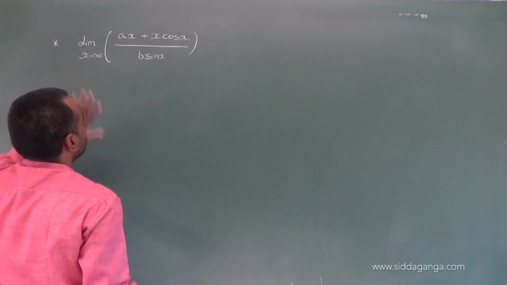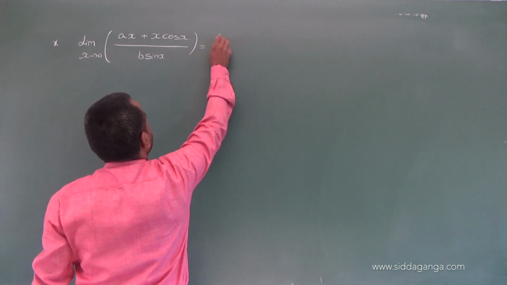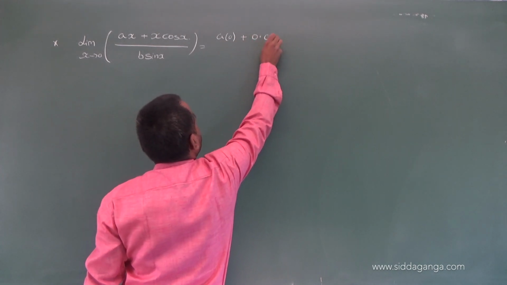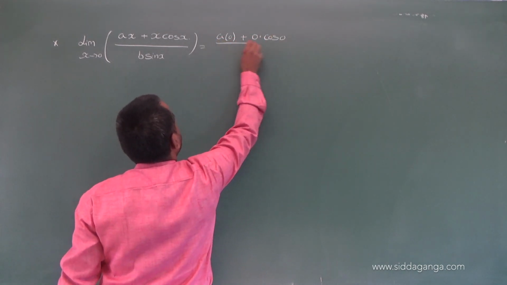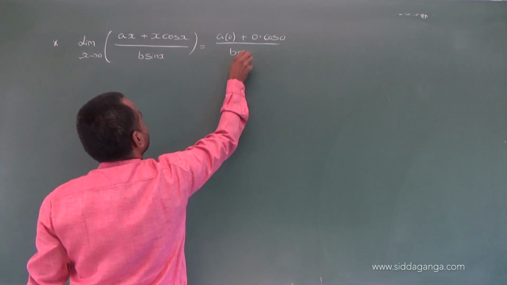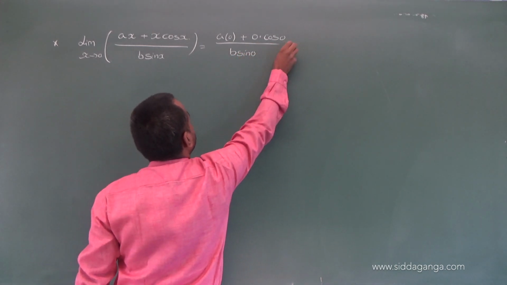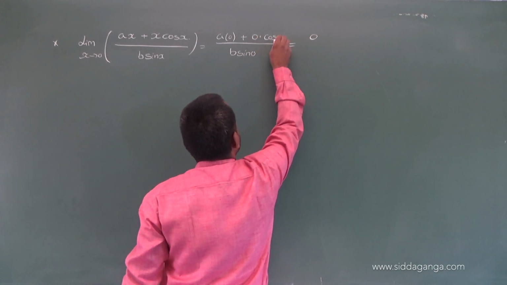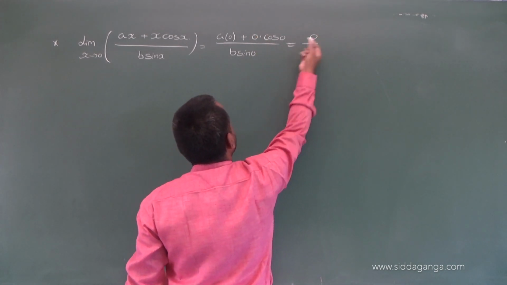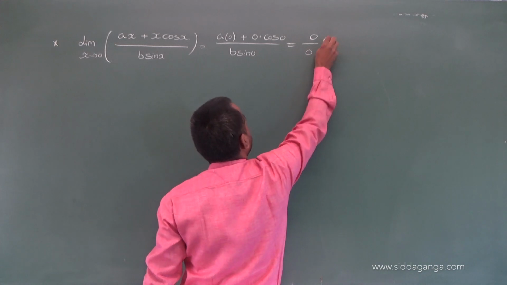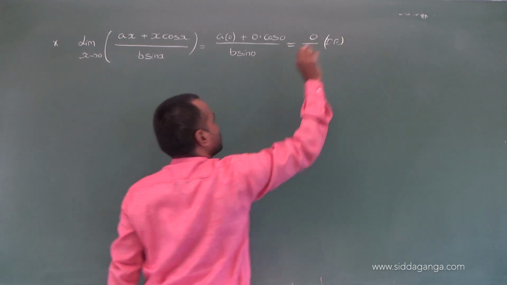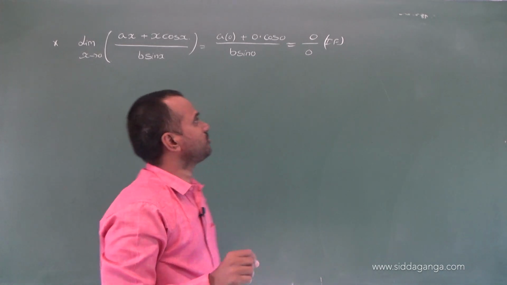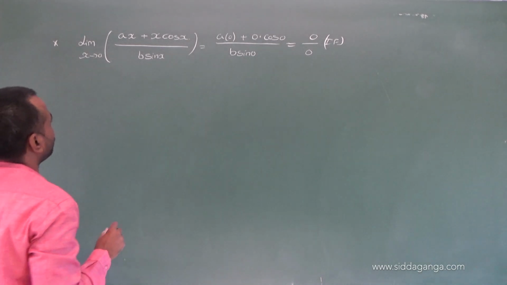Firstly, we substitute x equals 0. Sin 0. A into 0 is 0. 0 into cos 0, 0 into 1 is 0. B into sin 0 is 0. So 0 by 0, indeterminate form. Okay.